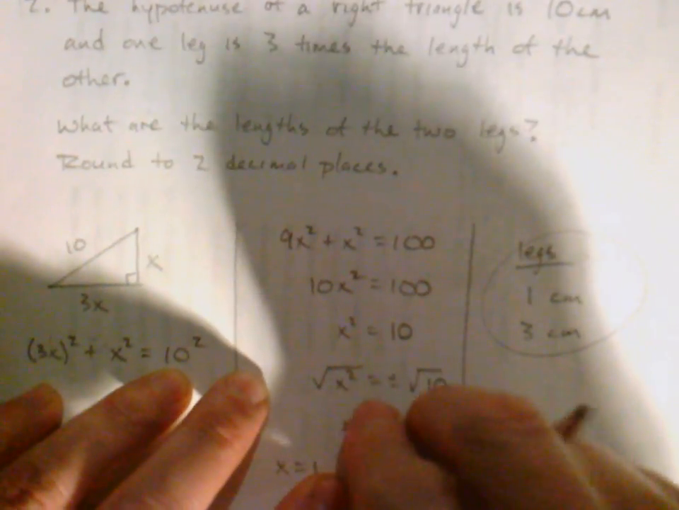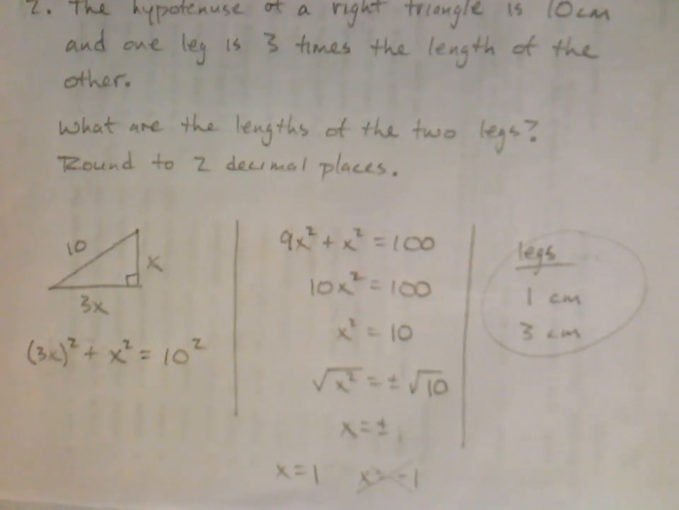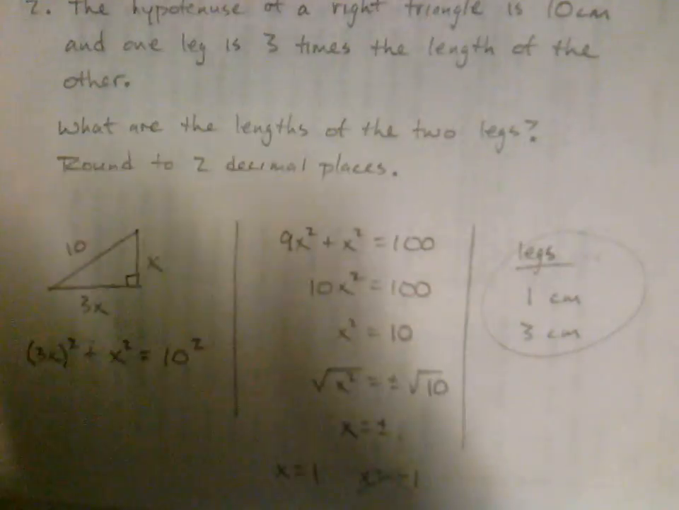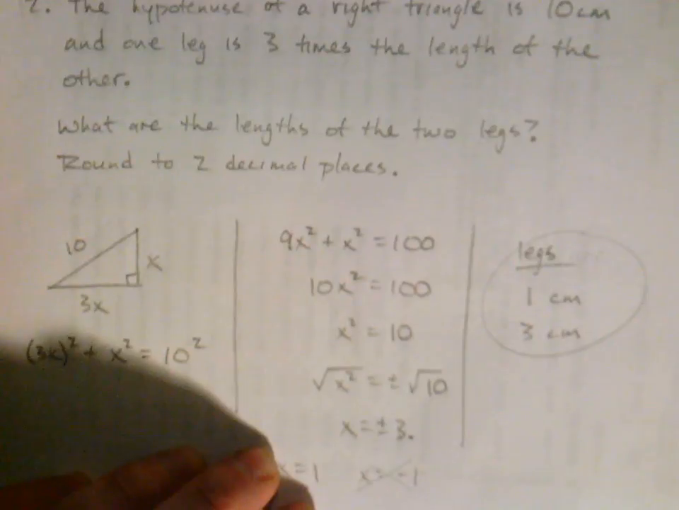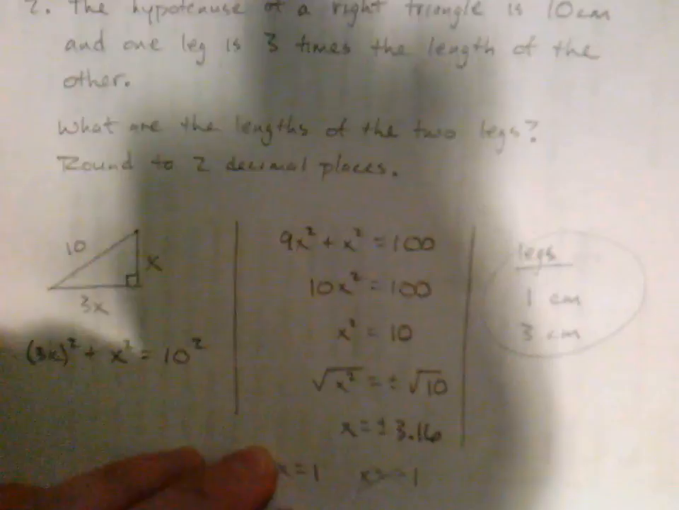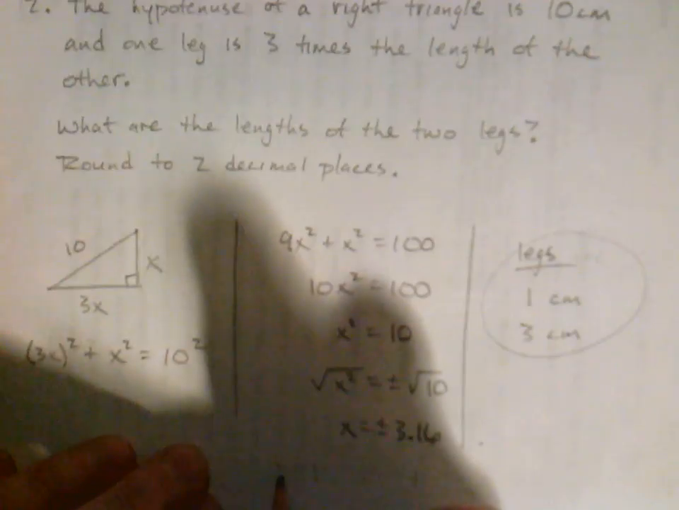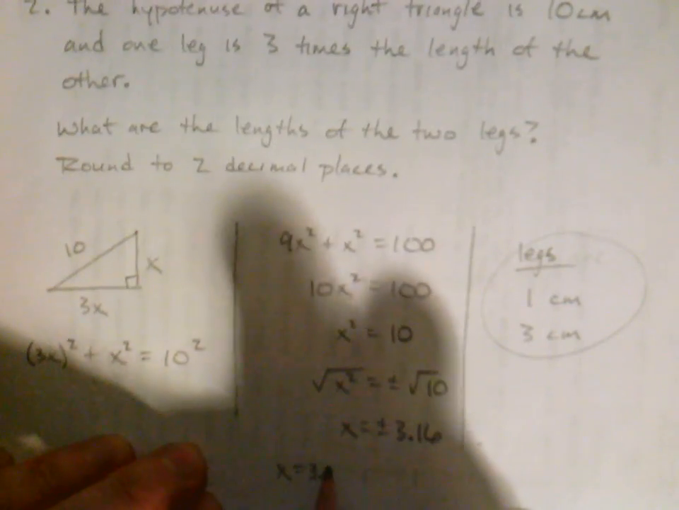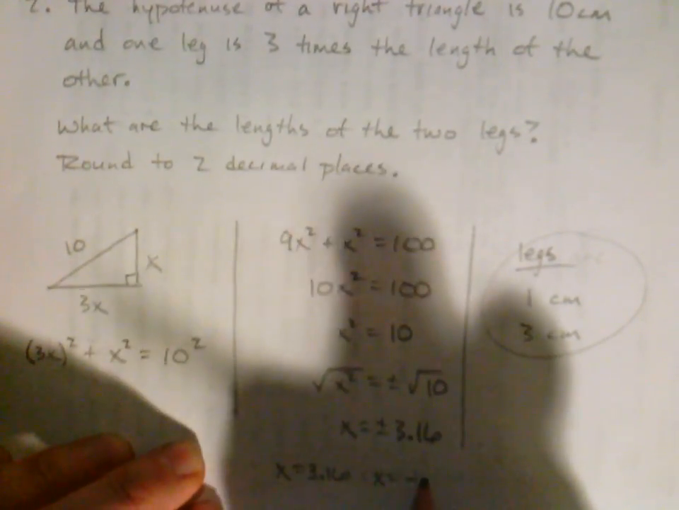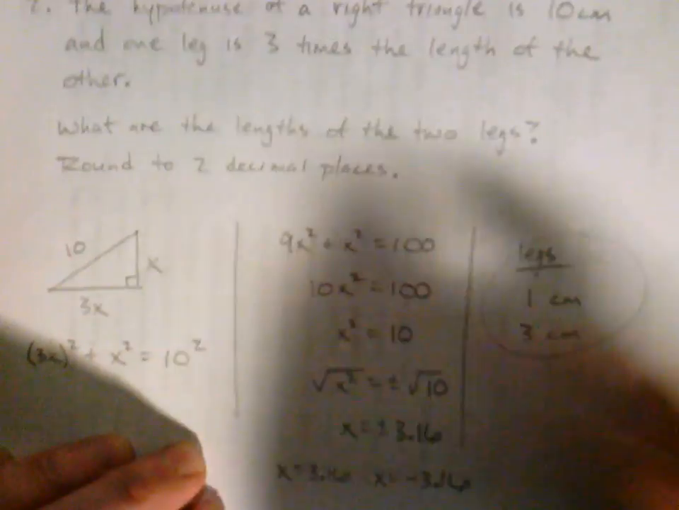And now here's where my mistake caught up to me. What is the square root of 10? 3.16, and it said to round to 2 decimal places. So, oh my gosh, look at all this. So we'll take the positive version, and there's the negative version.